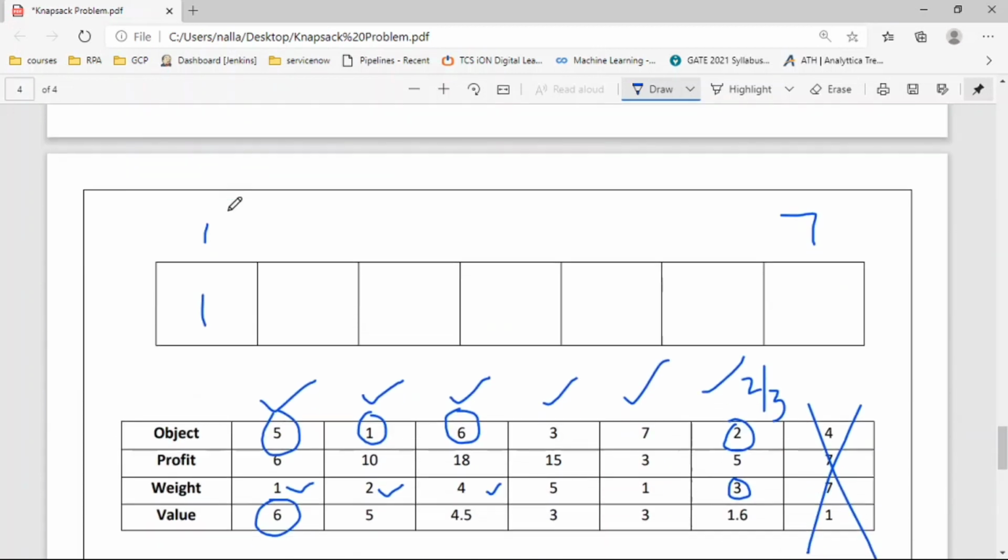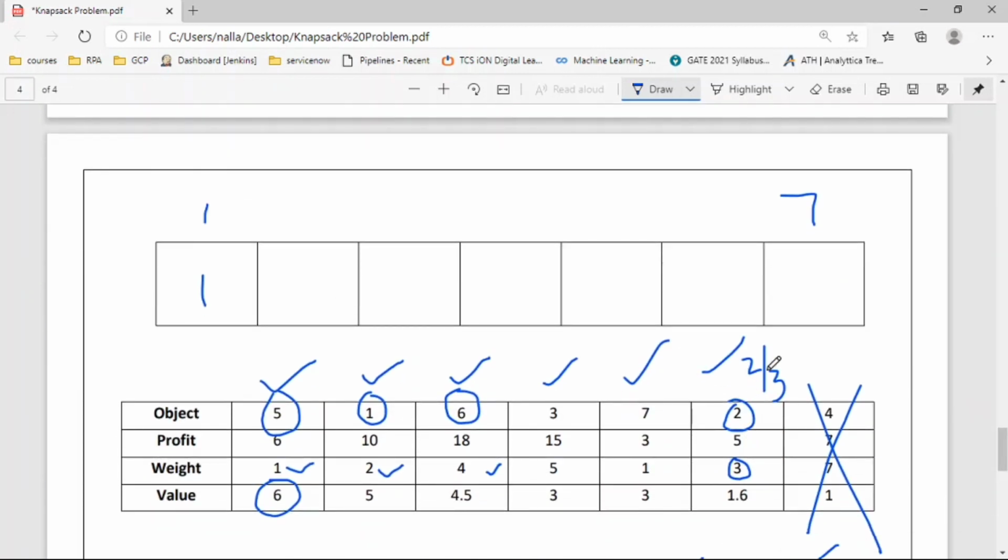For object 2, we considered only the 2/3 part, so 2 by 3. For the third object we filled it with complete weight, so it is 1. For the fourth object we haven't filled, so I am filling the array at position 4 with 0. For the fifth object it is completely filled, so 1. In such a way I'm going to fill my complete array. So only object 4 is not filled.